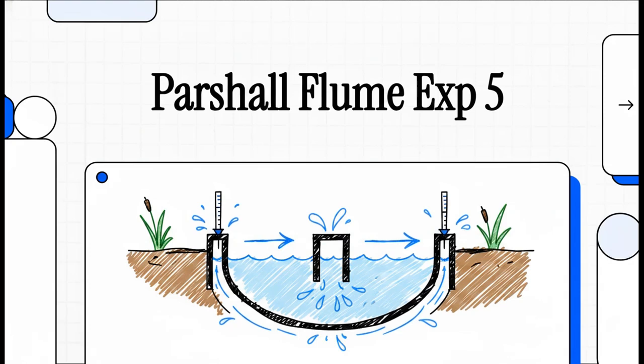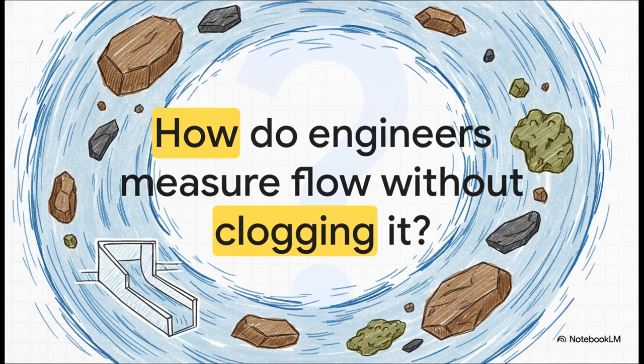Okay, let's just dive right into this explainer and demystify the incredible engineering behind experiment number 5, flow through a partial flume. Seriously, if you've ever stared at a rushing canal or a massive irrigation ditch and wondered how on earth anyone measures that sheer volume of water accurately without stopping the flow entirely, well, you are in the exact right place. So before we actually get into the lab, we've got to ask ourselves a pretty fundamental question.